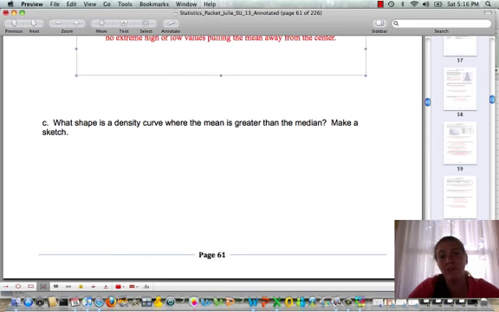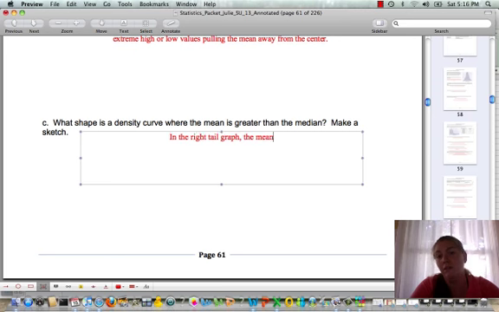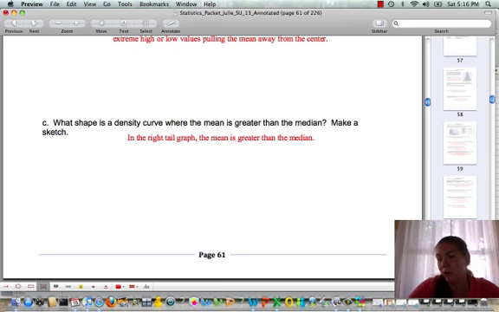Question C asks, which shape is the density curve where the mean is greater than the median? So we know in the right tail graph, the mean is greater than the median. And then you can sketch what a right tail graph would look like. It would look like that first graph, curve 1.